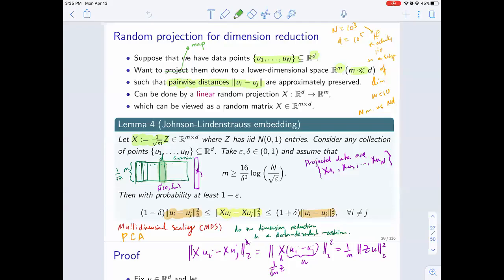Okay. So we started talking last time about the random projection idea. So bring up the chat.